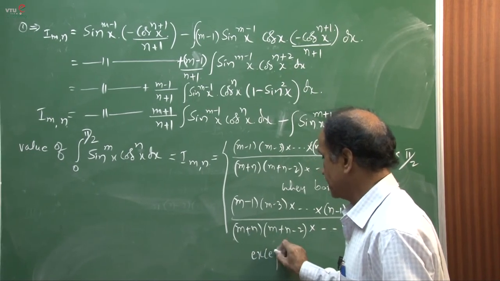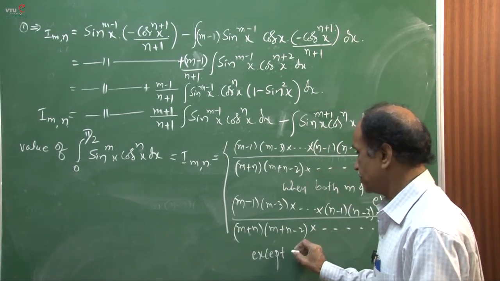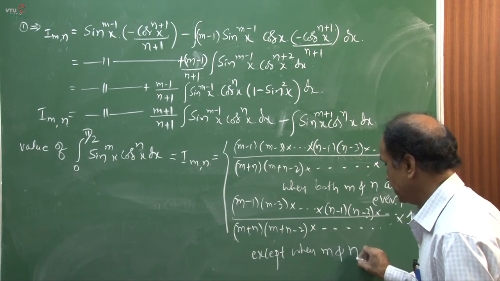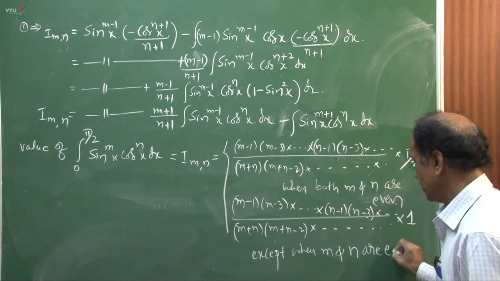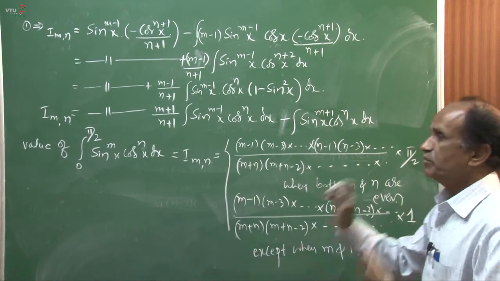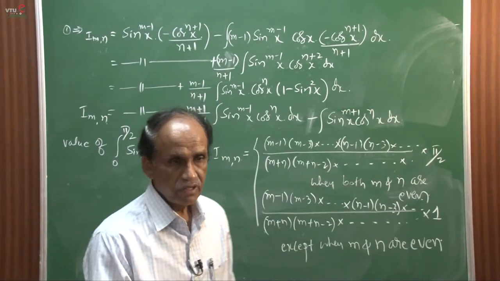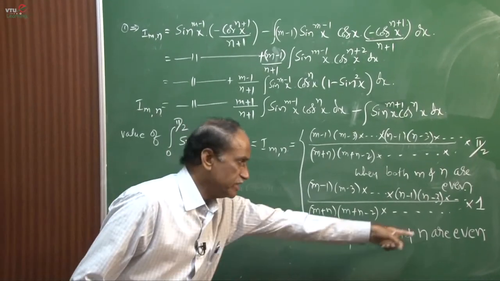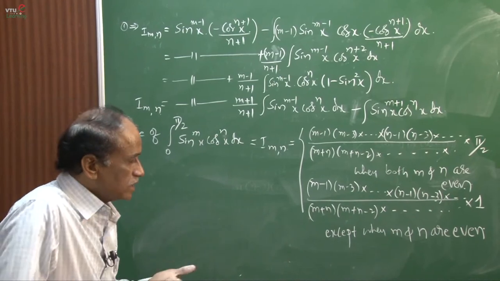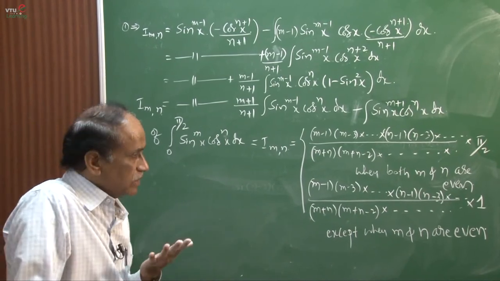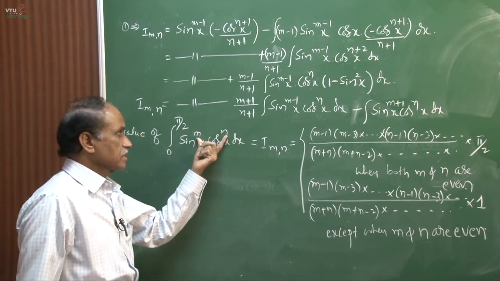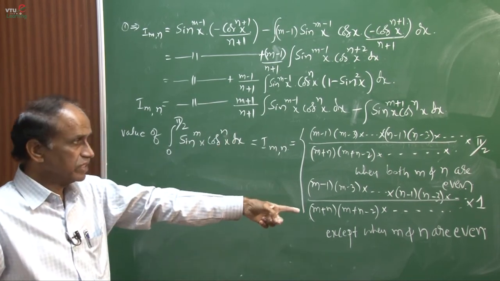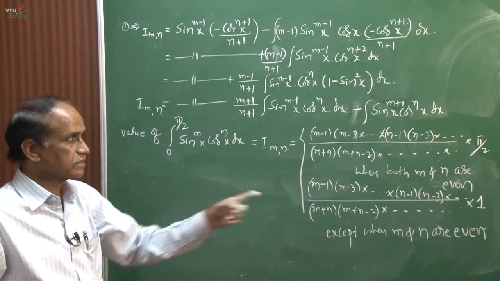Except, meaning 3 cases together you can write, except when m and n are even. I hope you have understood the meaning of this sentence. Except when m and n are even means both are odd, or one is odd and another is even, and vice versa. So, three different cases other than the first case will exist.